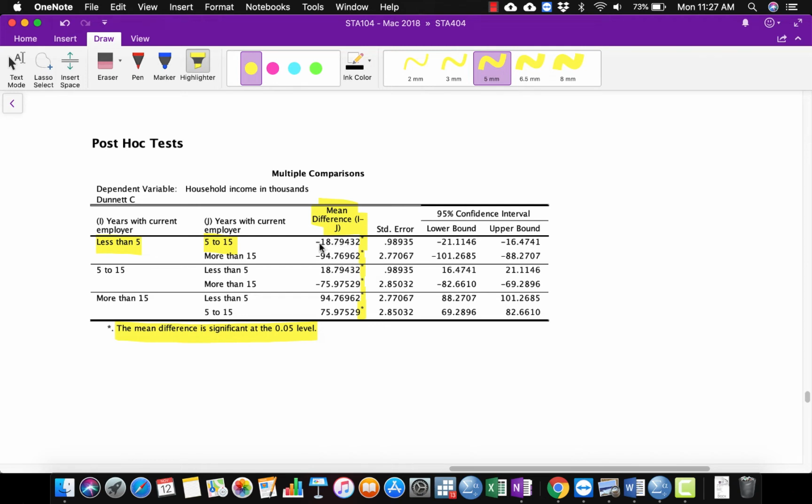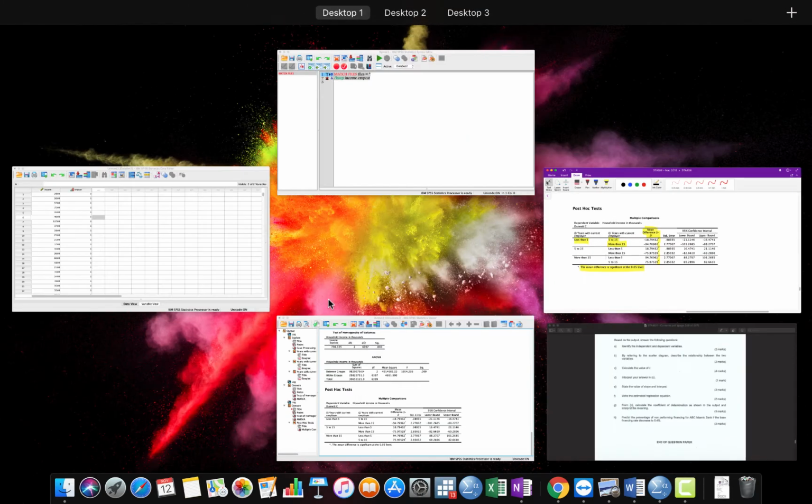There is an increase for 5 to 15, because the difference is negative. Mean of less than 5 minus 5 to 15 is negative, meaning there is an increasing amount of income, right? If you can see, there is also a difference between less than 5 years and more than 15 years. It means that the more you work, the more experience you have, the income will also increase, right? Are you okay?